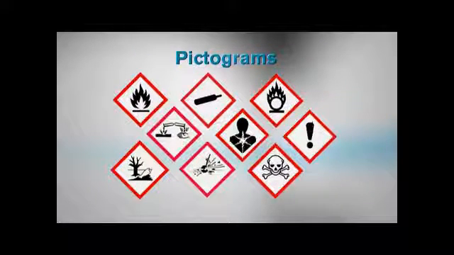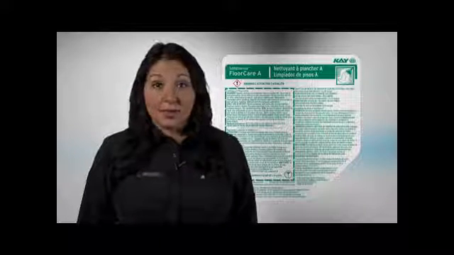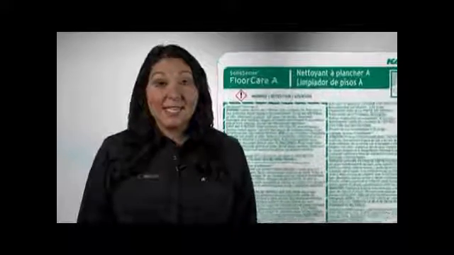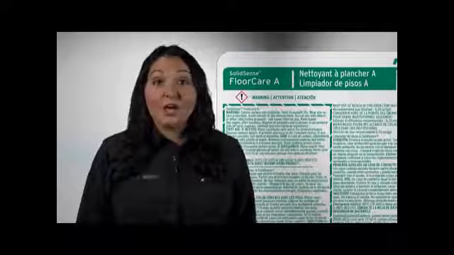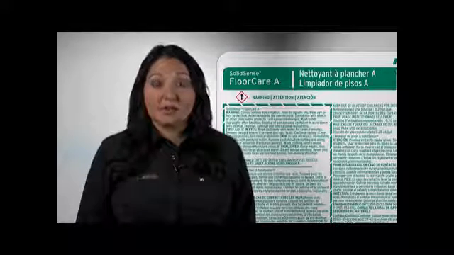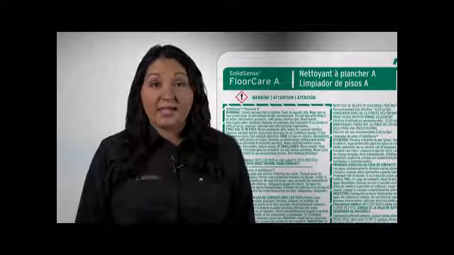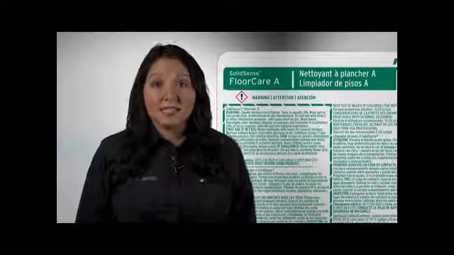Additionally, the labels include pictograms to help you easily identify risks. Here's a sample label. This label shows us all the warning information we need. The name of our sample chemical is K Solid Sense Floor Cure A. According to this label, it's used as a cleaning product for floors. Any physical or health hazards associated with K Solid Sense Floor Cure A are listed on the label.